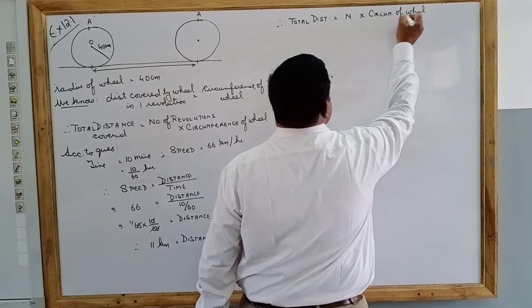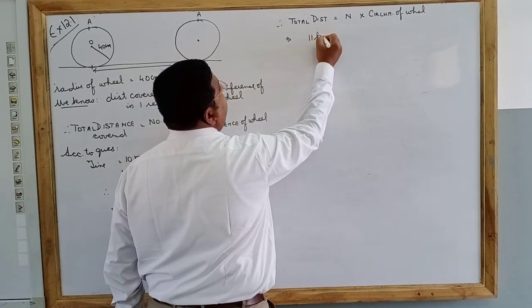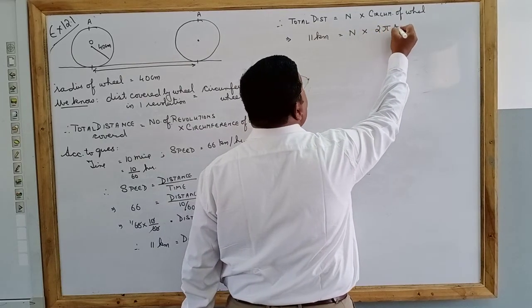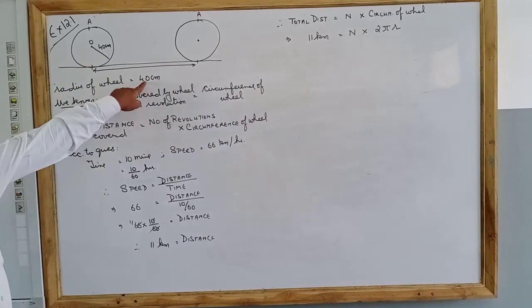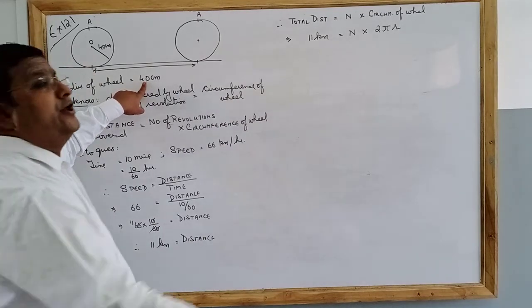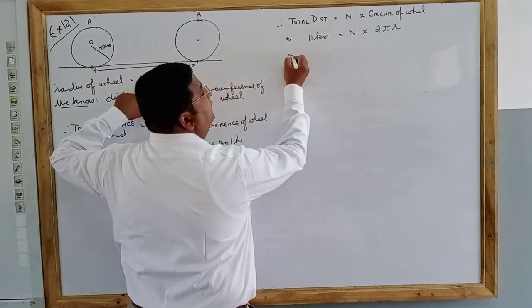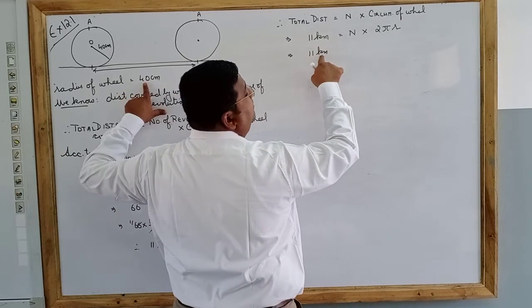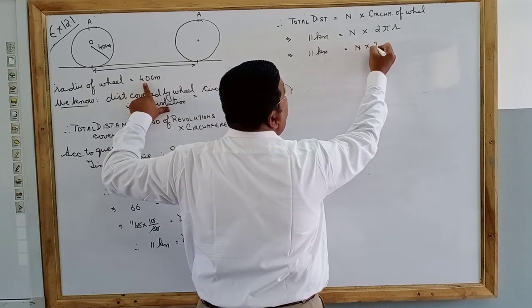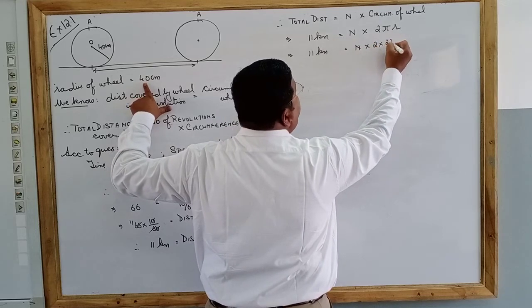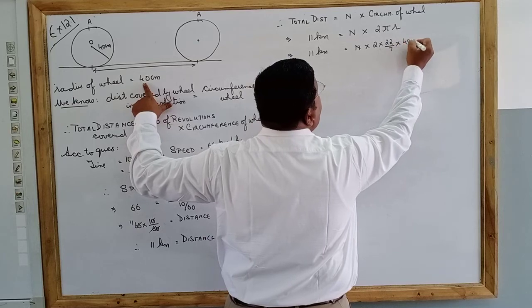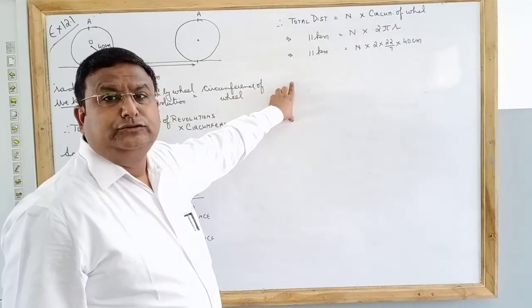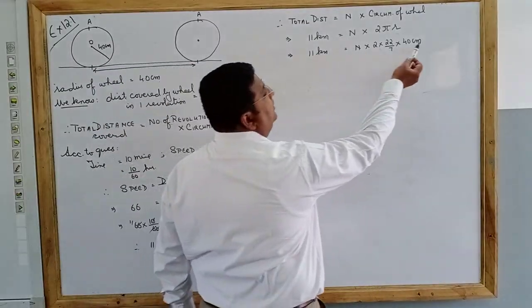of wheel. So total distance we have already calculated, 11 kilometers. Into number of revolutions we have to find, into circumference of wheel 2 pi r, and how much is r? Radius is in centimeters. Again the units are different, so we have to convert centimeter into kilometer or kilometer into centimeter. Better I convert kilometer into centimeter. N into 2 pi, in place of pi 22 by 7, in place of r 40 centimeters. Can you see? Units are different. So we will convert this kilometer into centimeter.